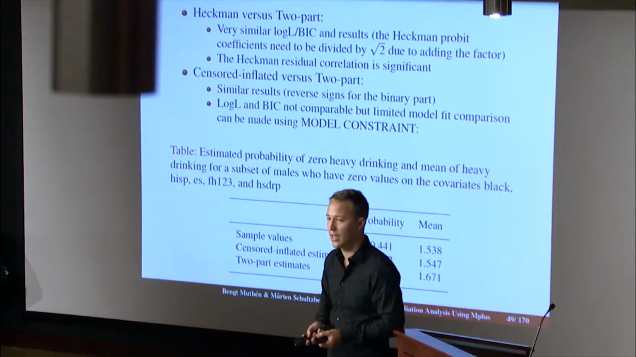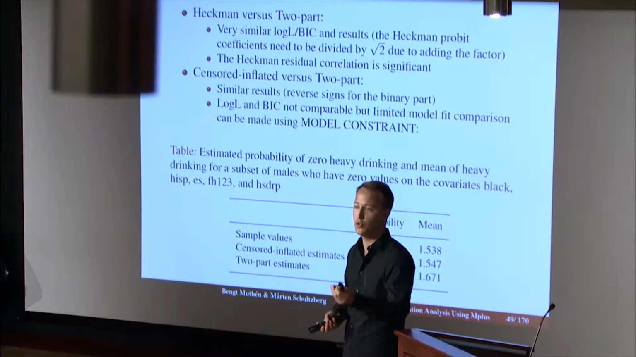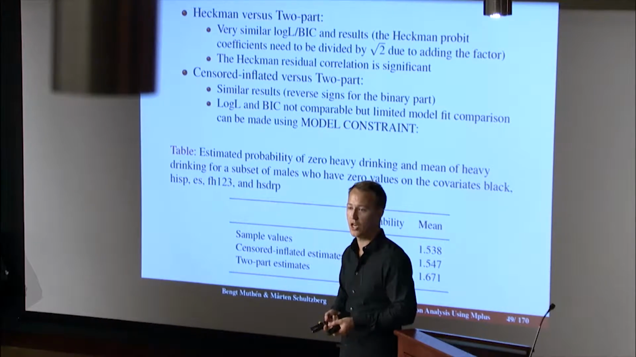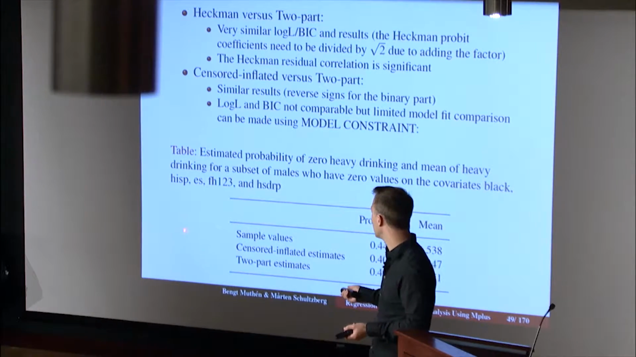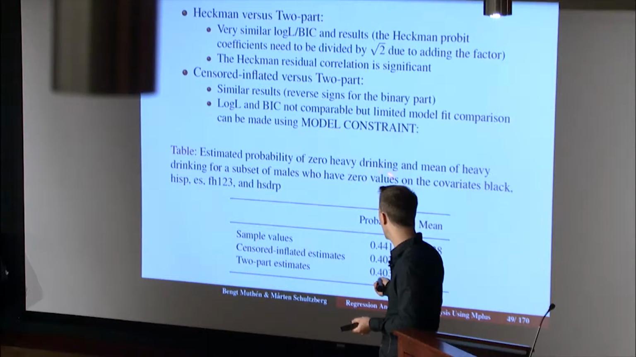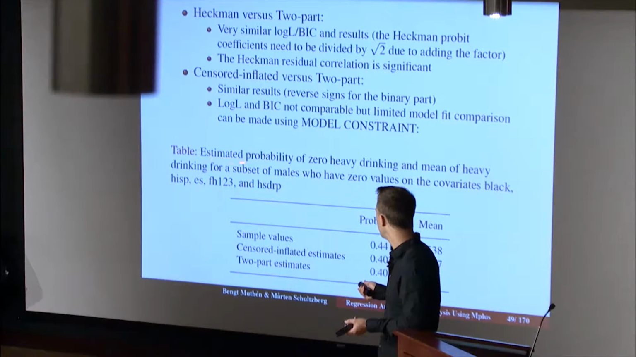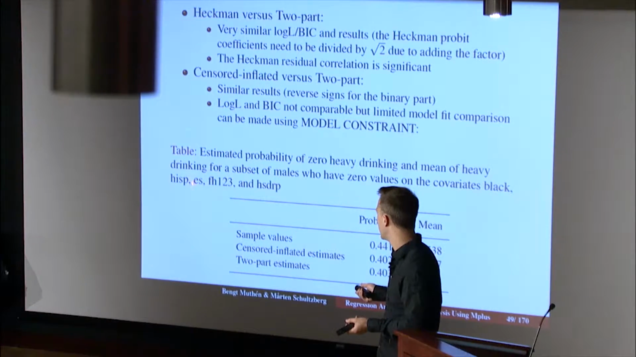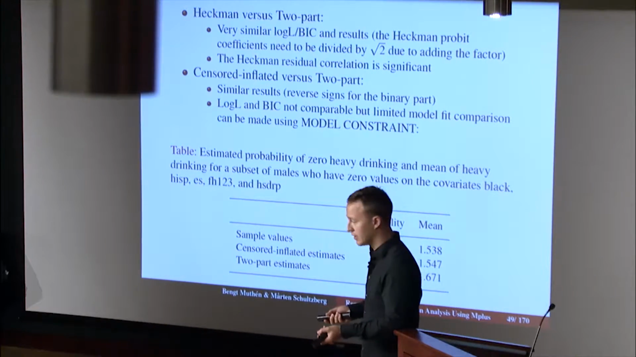Like we said before, the log likelihood and the BIC is not really comparable. So what we can do if we really want to compare a 2-part model to a censored inflated model is to calculate the probability of some specific value for some specific group. So in this case, we can calculate the estimated probability of 0 heavy drinking and the mean of heavy drinking for a subset of males who have 0 values on the covariates Black, Hispanic, early onset of heavy drinking, family history of drinking, and high school dropout.